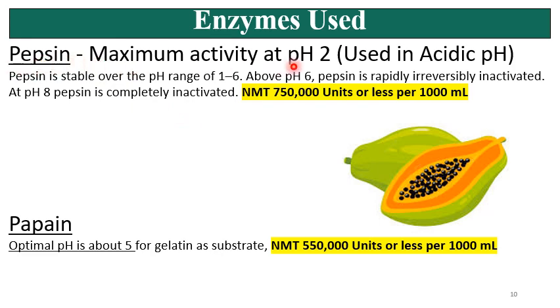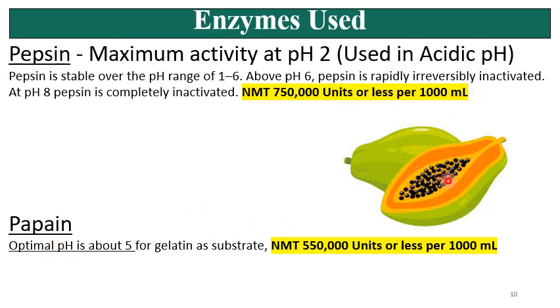For pepsin, maximum activity is at pH 2 and it is used in acidic pH. Pepsin is stable over the pH range of 1.1 to 6. Above pH 6, pepsin is rapidly and irreversibly inactivated. That's why it is used at the acidic site, that means when the medium is acidic. At pH 8, pepsin is completely deactivated, and the units recommended are not more than 750,000 units per liter.